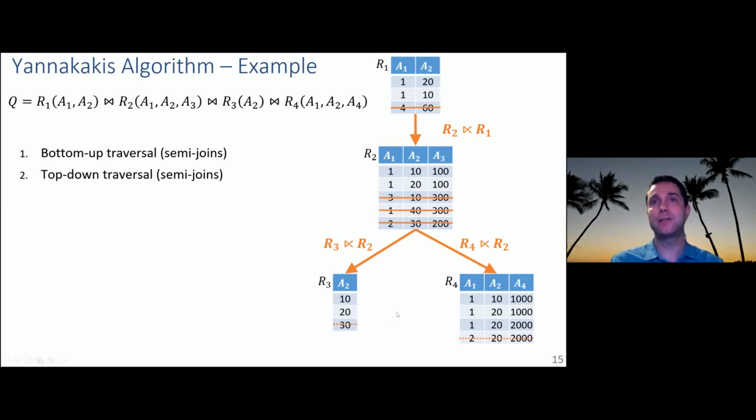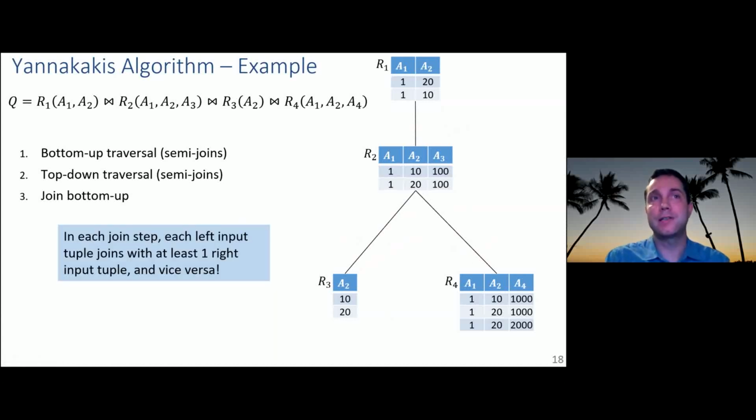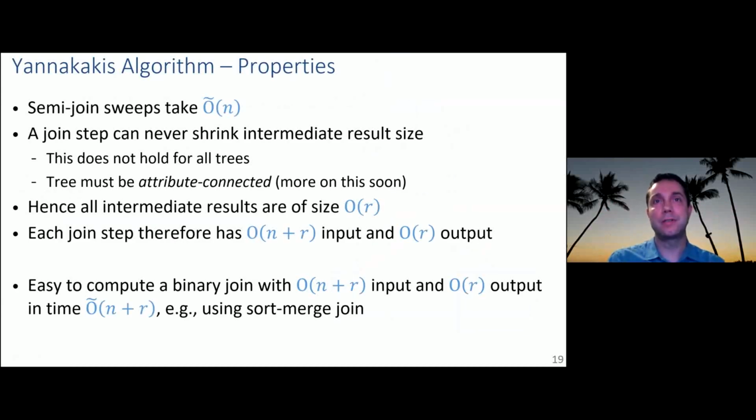So after these two semi-join sweeps, we're left with smaller relations, and we run a join bottom-up on those relations. For instance, joining R2 with R4, joining that intermediate result with R3, and then that with R1. In addition to removing tuples and making the relations smaller, what is really important about this semi-join reduction is that afterwards, whenever we have a join step between some intermediate result and another input relation, every tuple on the left joins with at least one tuple on the right and vice versa. And that is really important when we look now at the properties of the Yannakakis algorithm.